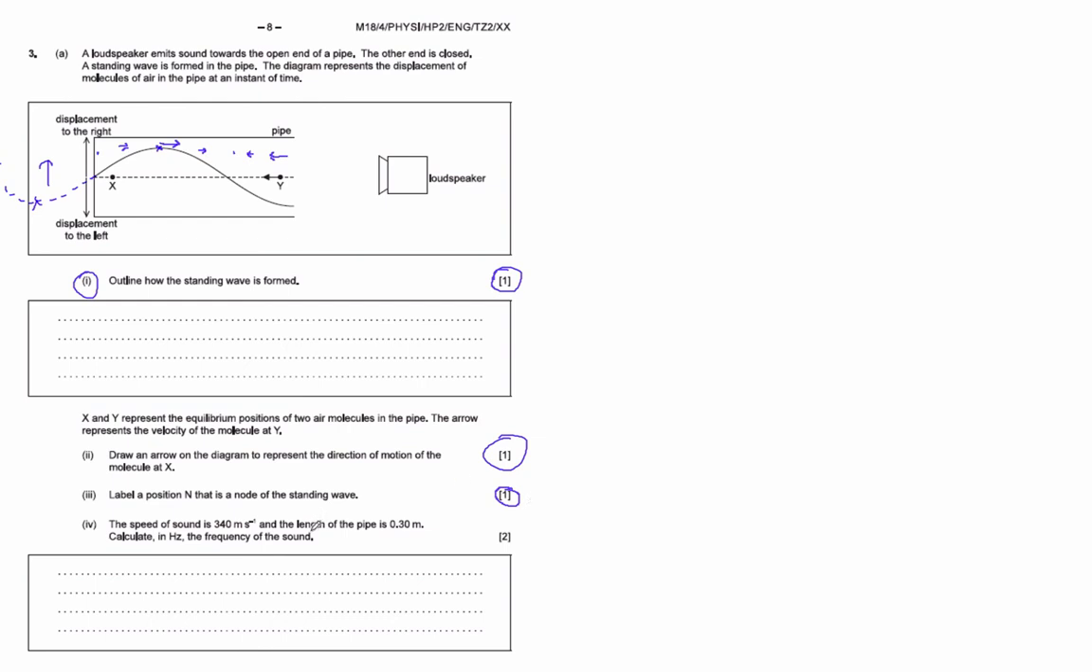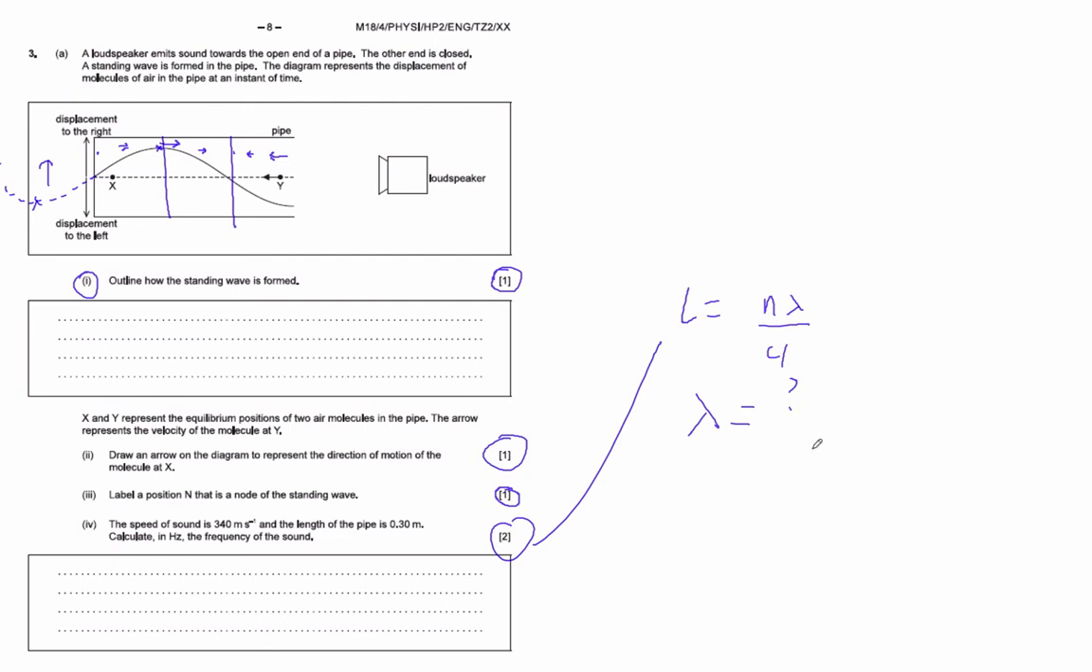And then it says the speed of sound is 340 meters per second. The length of the pipe is 0.3 meters. Calculate the frequency of the sound. And here it is. We trained for it. The moment comes, can we do it, right? So you're going to set this whole thing up. This is how many quarter wavelengths, right? So the length of the pipe is going to be n lambda over 4, right? So figure out how many quarter wavelengths it is, and then figure out lambda.